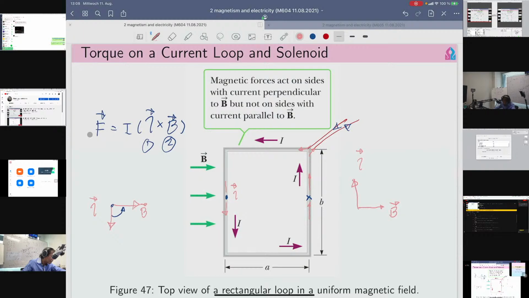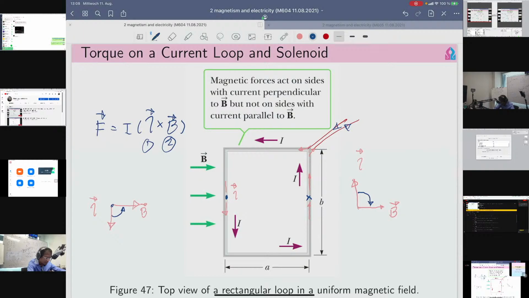Okay, let's start to rotate our four fingers. You start from the first vector L to vector B like this, and you will find that the force is going to point downward, into the plane, and that's why we get the cross sign, which represents the tail of the arrow. That's the force. On the left side we have the force pointing out of the plane. On the right side we have the force pointing into the plane.